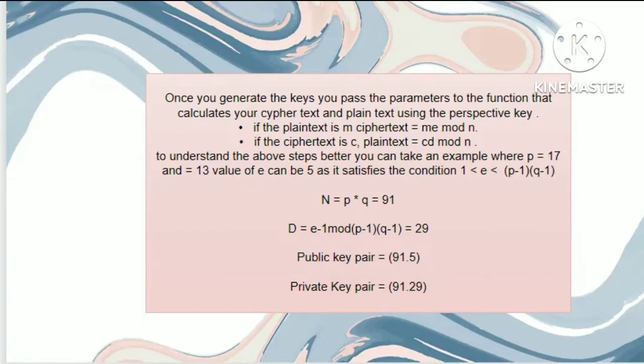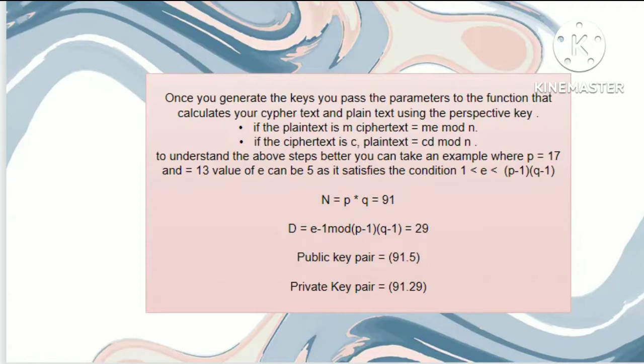If the plain text is M, ciphertext equals M^e mod N. If the ciphertext is C, plain text equals C^d mod N. To understand the above steps better, you can take an example where P equals 17 and Q equals 13. E can be 5 as it satisfies the condition 1 < E < (P-1)(Q-1).